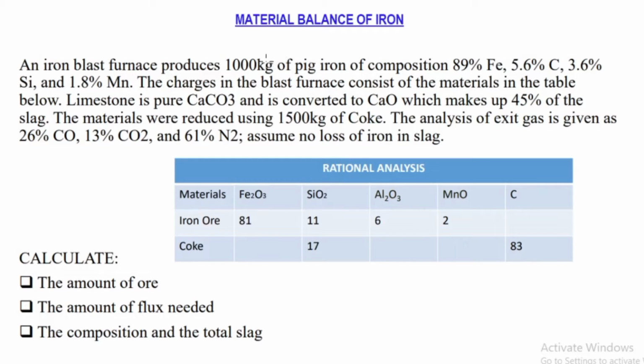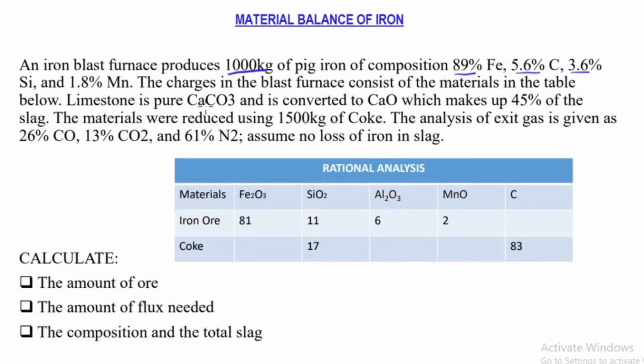In this video, we are going to look at another example under material balance of iron. So let's get into the question. With this question, they say an iron blast furnace produces 1,000 kilogram of pig iron of composition 89% iron, 5.6% carbon, 3.6% silicon, and 1.8% manganese. The charge in the blast furnace consists of the materials in the table below.